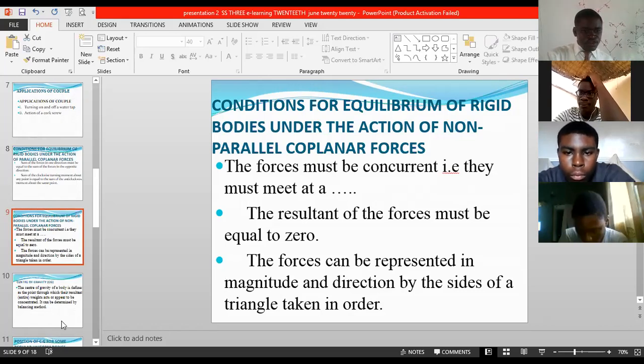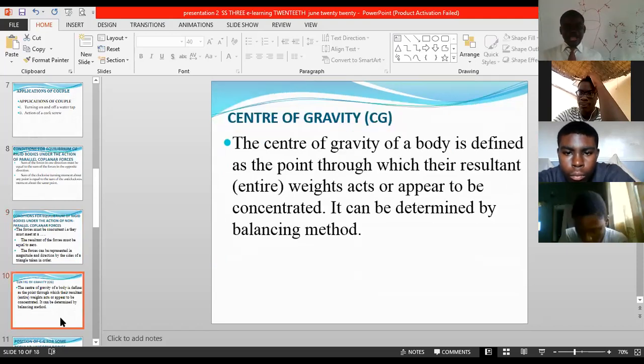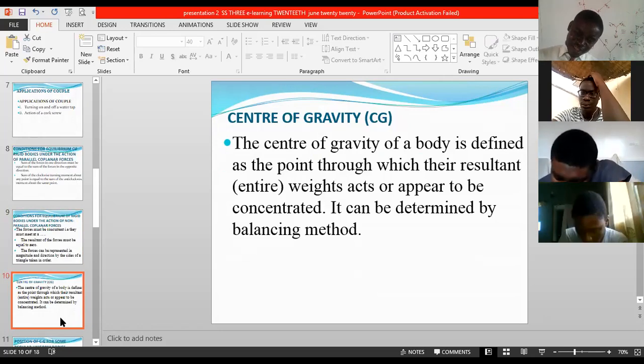Okay. So now we have center of gravity. Center of gravity is defined as the point through which the resultant weight of an object appears to be concentrated. It is determined by balancing methods. Every object has its own center of gravity.